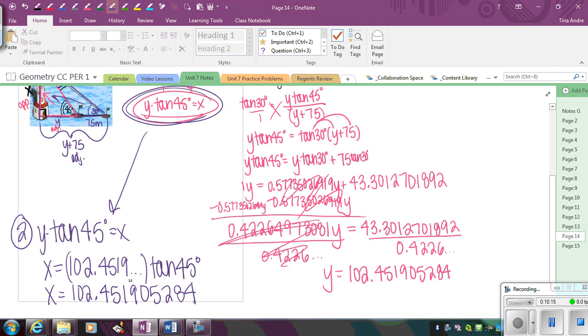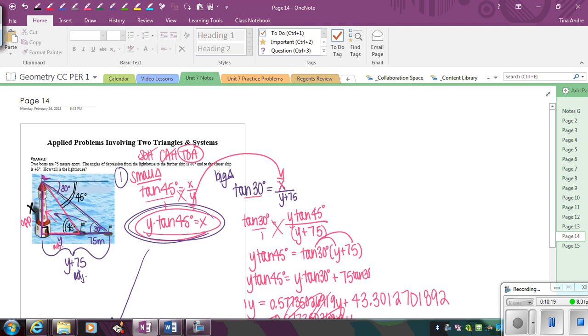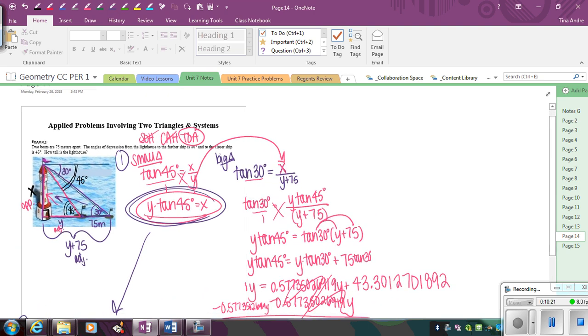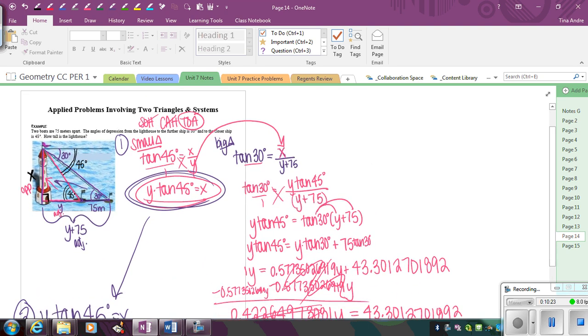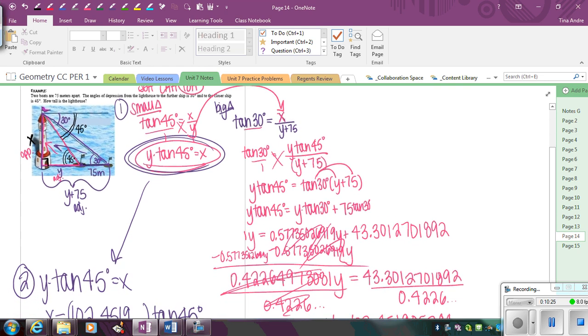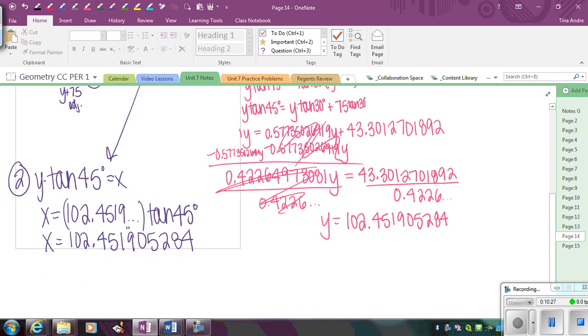And then from here, the directions tell us how tall is the lighthouse. So there's no rounding directions. Let's say round our answer to the nearest meter, so the nearest whole number. So the lighthouse is approximately 102 meters tall.